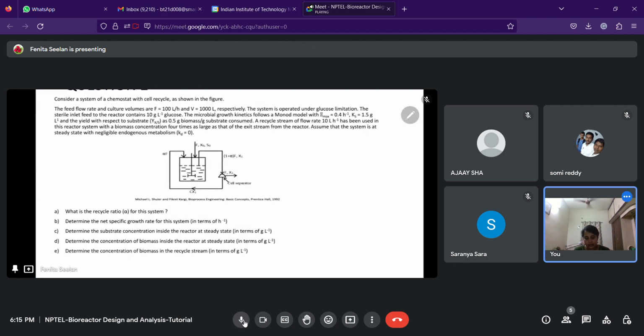Let's start writing down our given values. By looking at the diagram, we know it is a chemostat. Chemostat is your continuous culture. So let's read the problem out. We will write down the given values.